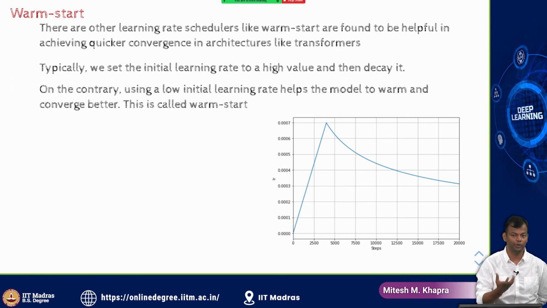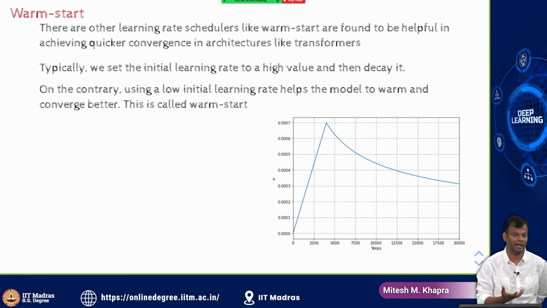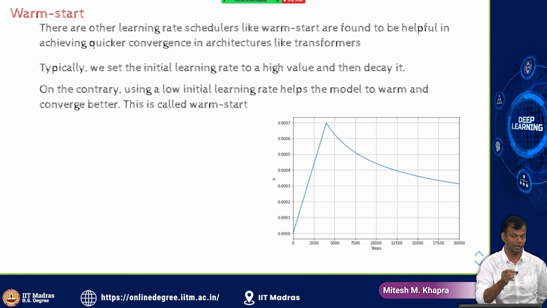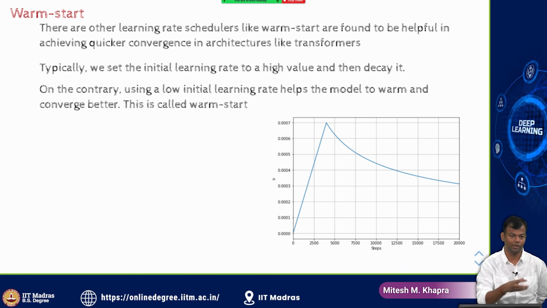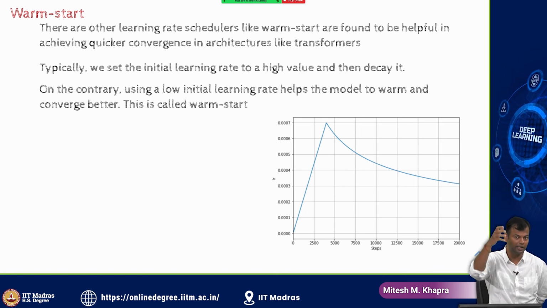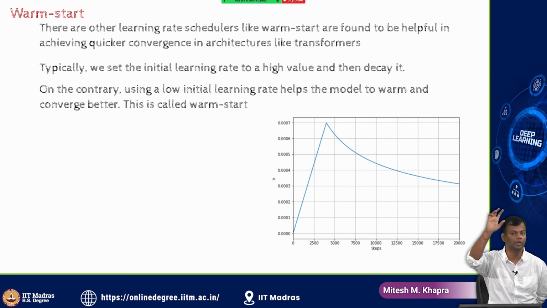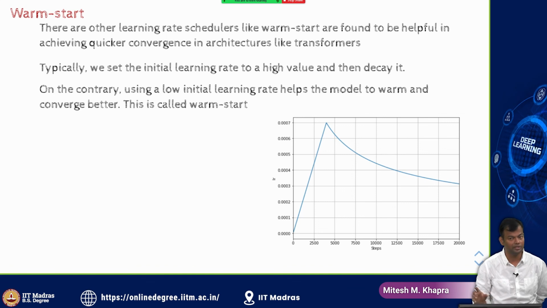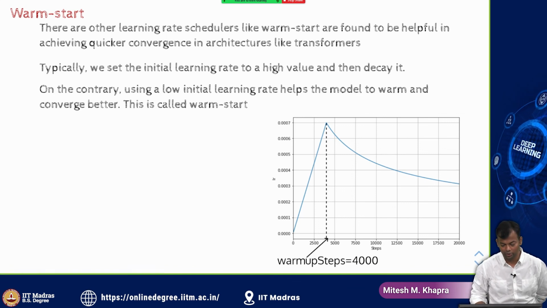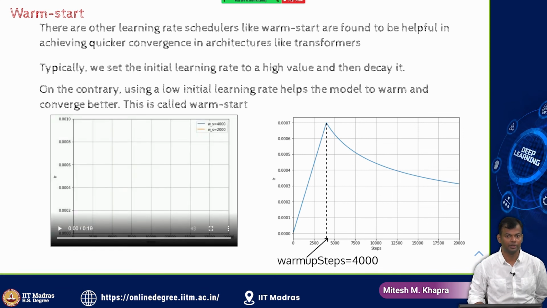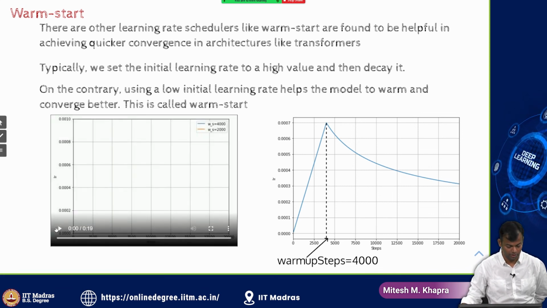So initially, when you don't know much, the parameters are all randomly initialized, you're not sure of your gradients, then you keep the learning rate very small, so that you're not making very large updates. And then as you gain confidence, you keep increasing the learning rate to a high value, and then once you reach a high value, from there on you start decaying it exponentially, right? So this is the default learning rate schedule used in transformer based architectures, and this is what it looks like, right?